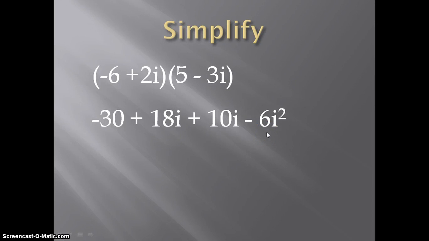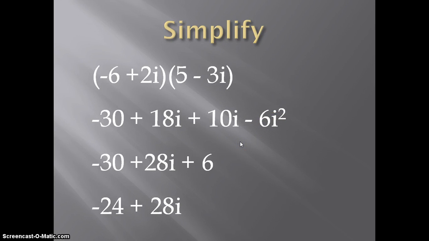Next thing to do is combine my like terms and substitute in my negative 1. My like terms here are 18i and 10i, which give me 28i. I have a negative 6i squared. I substitute negative 1 in there, and I get a positive 6. Combine my negative 30 and 6, I get negative 24, and 28i. So my answer is negative 24 plus 28i.